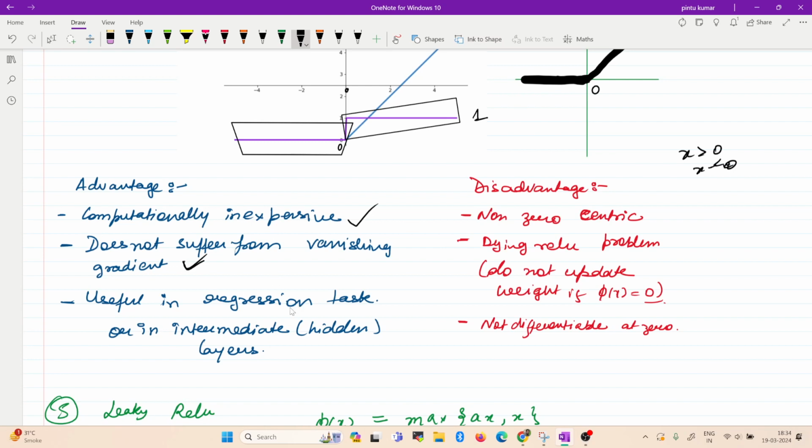Okay. And again, it is useful in regression task or in intermediate layers, because if you have regression task and you choose something like softmax, or you choose something like sigmoid in your last layer, then you won't be able to obtain values, let's say greater than equal to 1 or less than equal to -1. Okay. So in regression, your values can be, let's say 100 or something like that. So for that purpose, your ReLU activation function is pretty much useful for regression tasks.